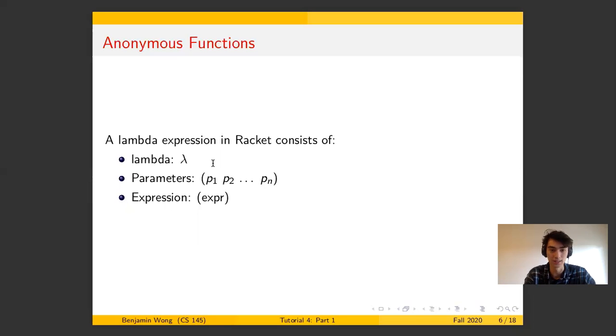First, a lambda expression consists of a lambda itself, which signals to Racket that you're declaring an anonymous function, then some parameters p1 through pn, and then an expression. And you'll put those in this very specific order whenever you would like to use a lambda. So it'll be bracket to open your expression, lambda, some parameters in brackets, and some expression. The expression doesn't have to be in brackets if it's a value, such as 2 or empty, but otherwise you would call it as normal.